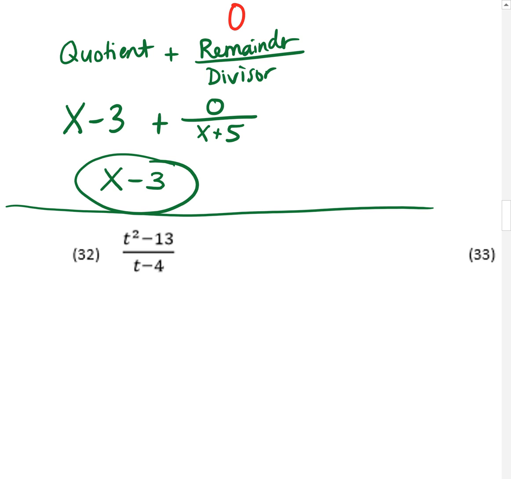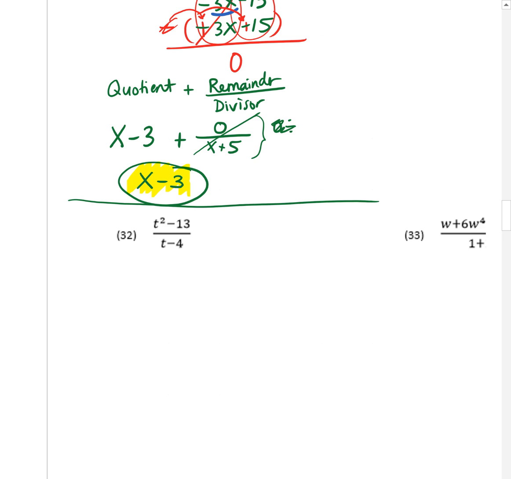Yeah, because think about a fraction of 0 over something. That's 0 divided by something. 0 divided by anything is 0, so this is nothing. So if you get a 0 remainder, there's not really even a reason to write it. It's only if it was something other than 0 that I'd write it in my answer. That way our answer is just x minus 3, nice and simple.